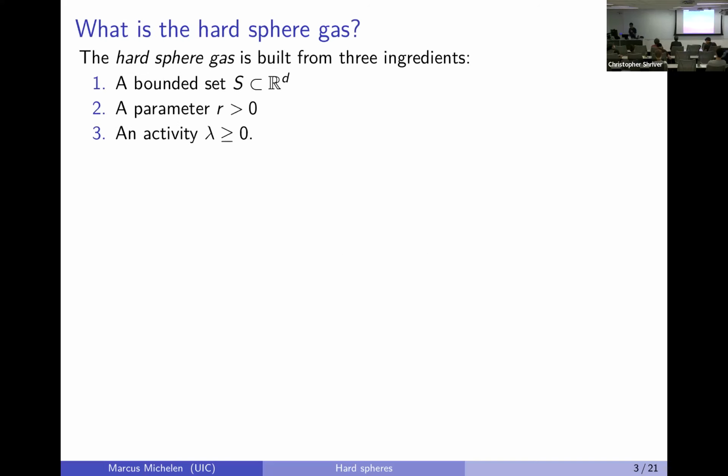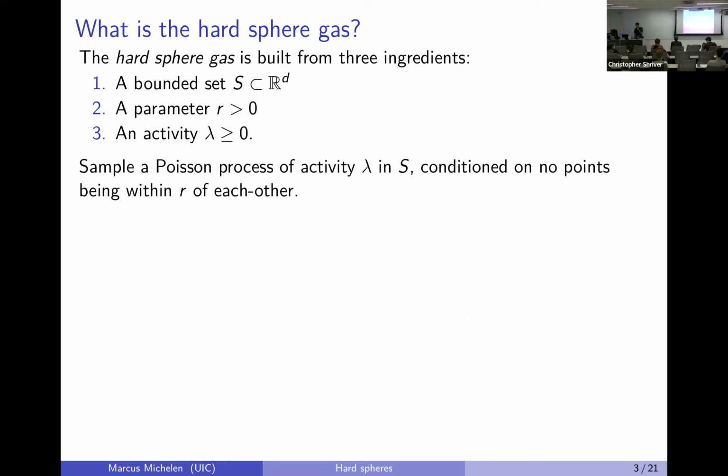So this is going to give us the hard sphere gas. We're going to start with a bounded set in R^d. Once again, you can work more generally if you would like to. I'm going to take a parameter R, which won't be very important, and an activity, which I will also sometimes call a fugacity, lambda. So now what I'm going to do is sample a Poisson process of intensity lambda in S, and I condition on no points being within R of each other.